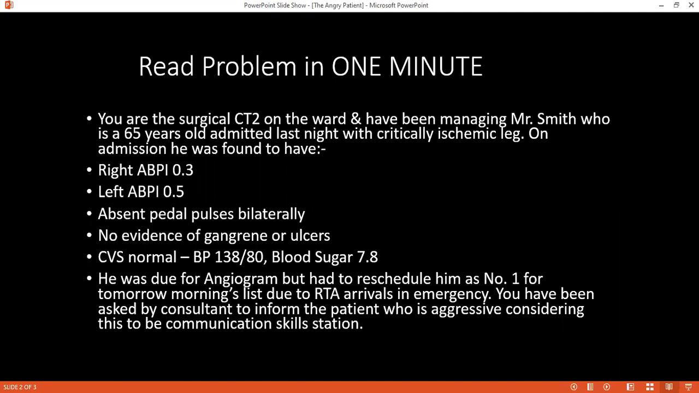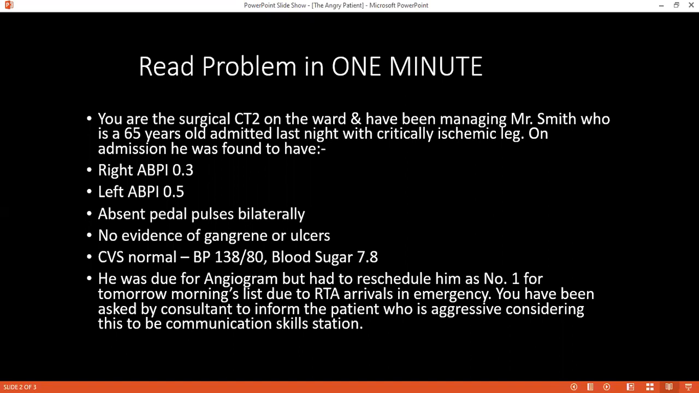Yes. So I'll enter the room. Hi, good morning, Mr. Smith. I'm Dr. Snehal, one of the surgical doctors in this hospital, covering for Mr. Mann. I understand that you have been waiting here for an investigation to be done today for your legs. Is it the right time to talk to you?